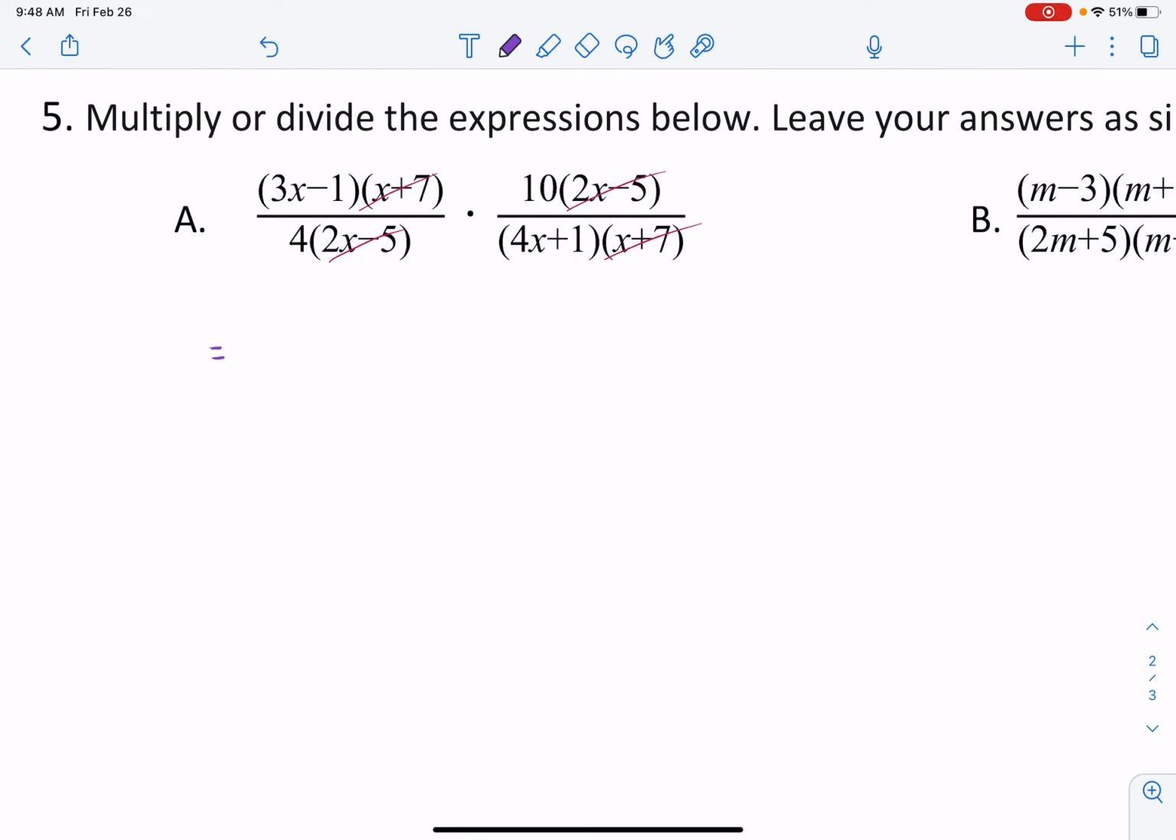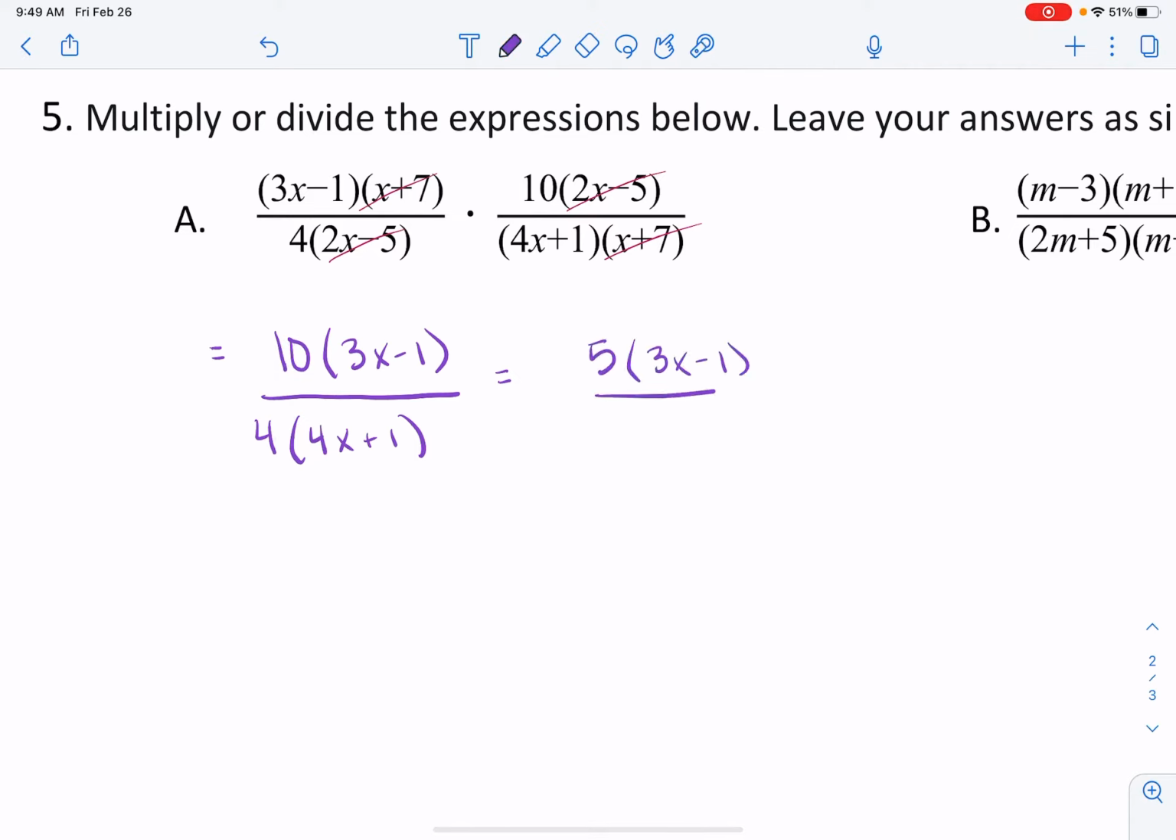So if I rewrite it, let's take this 10 here, and I'll write that out front. And we're left with the 3x minus 1 all over 4 times 4x plus 1. 10 over 4, if we simplify that, that could be 5 over 2. We can go ahead and leave it like that.